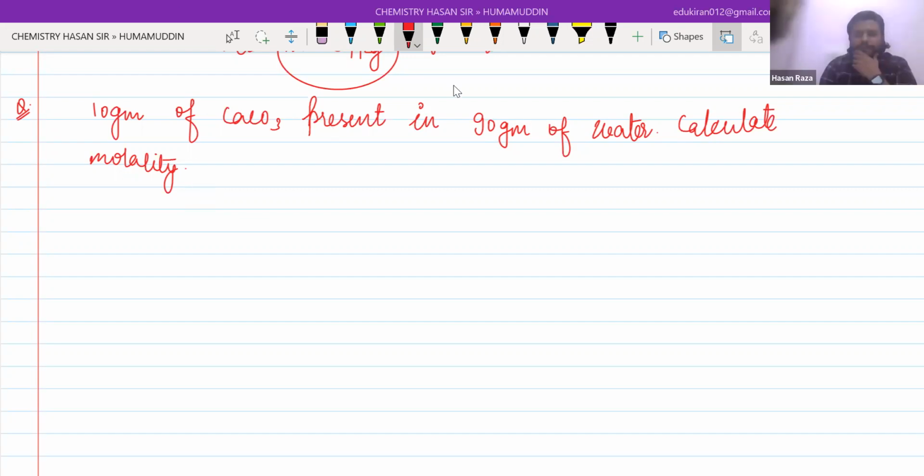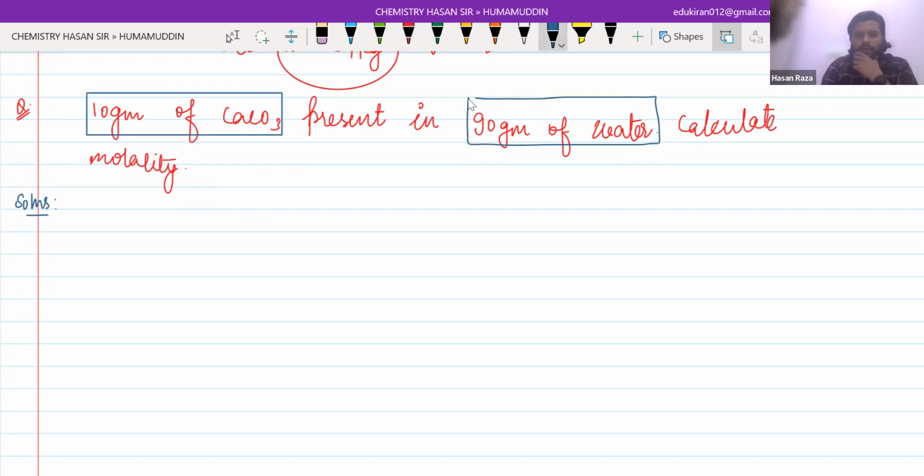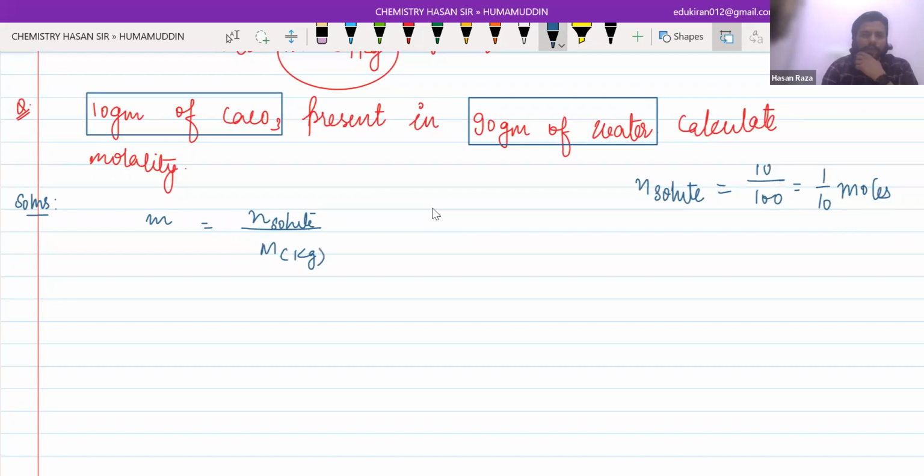Let me just check it. So as you can see, mass of solute is given and mass of solvent is also given. So for molality, you know the formula: number of moles of solute upon mass of solvent in kg. Number of moles of solute here is CaCO3. It has given mass and the molar mass is 100, so it will be 1 by 10 moles. Now, mass of solvent is also given. So 1 by 10, mass of solvent is 90 gram.